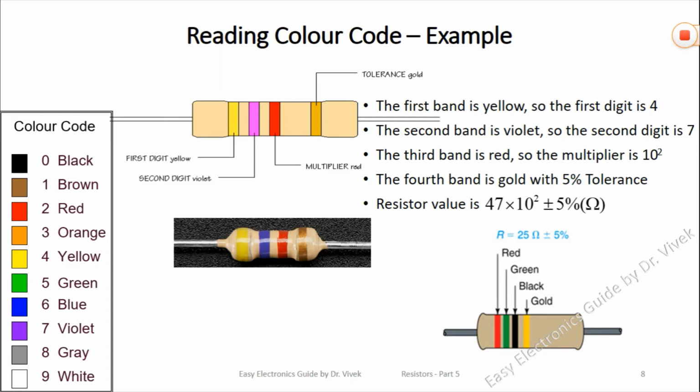The coding will be complete if we consider the fourth band also. The fourth band is tolerance, which will be explained with the next slide.